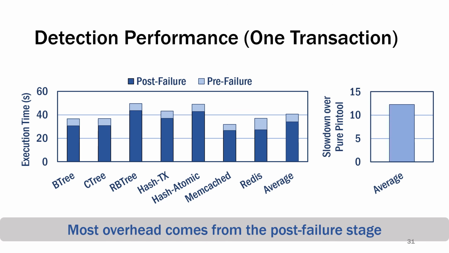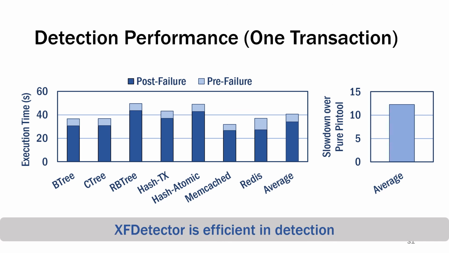We also compare the performance with a pure PIN tool that only tracks PM reads and writes. Despite the repeated post-failure execution, the slowdown over the pure PIN tool is only 12x. So we can conclude that XFDetector is efficient at testing.